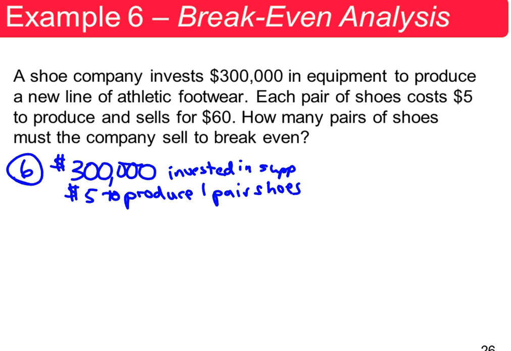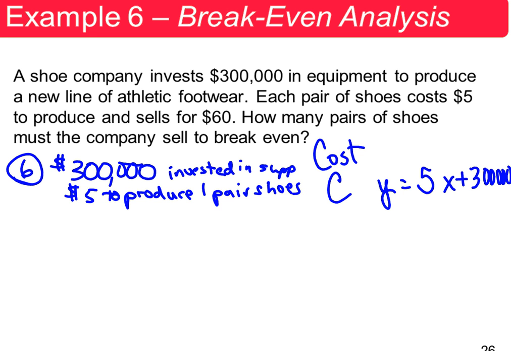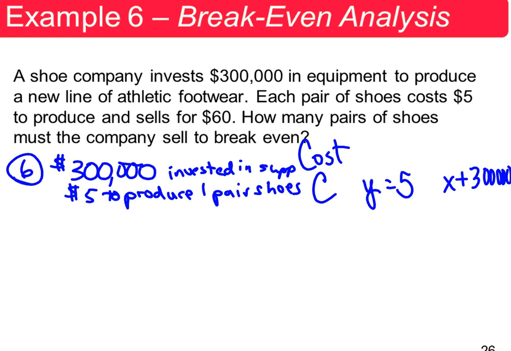So those are going to be our costs, and that can give us a cost function. This is our costs, our C, and we can get a y equals mx plus b. It's just linear in this case. To produce these, it'll cost $5 per pair of shoes, plus that $300,000 for supplies. I think I have enough zeros there, a little messy.